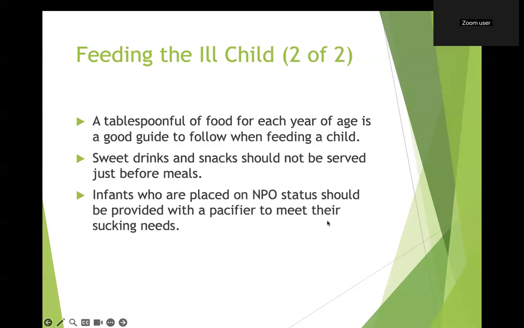So a good rule of thumb, a tablespoon of food for each year of age is a good guide to follow when feeding a child. Sweet drinks and snacks should not be given just before meals. And infants who are placed on NPO status should be provided with a pacifier to meet their sucking needs.